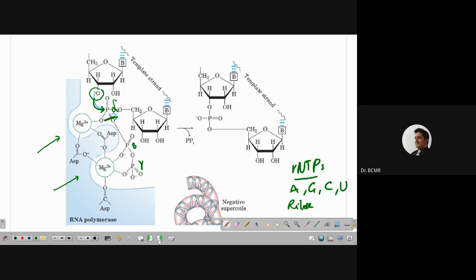And one other important thing about RNA polymerase is it does not require a primer, unlike DNA polymerase.